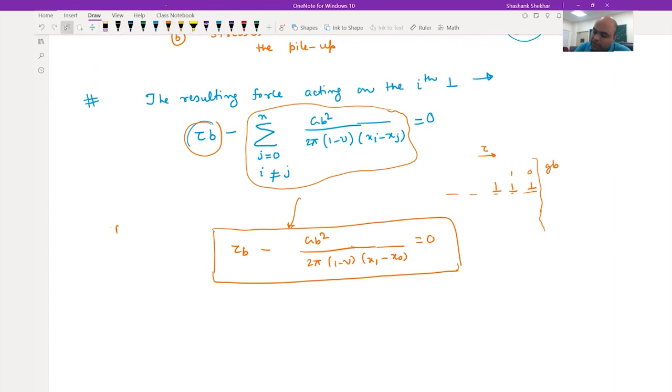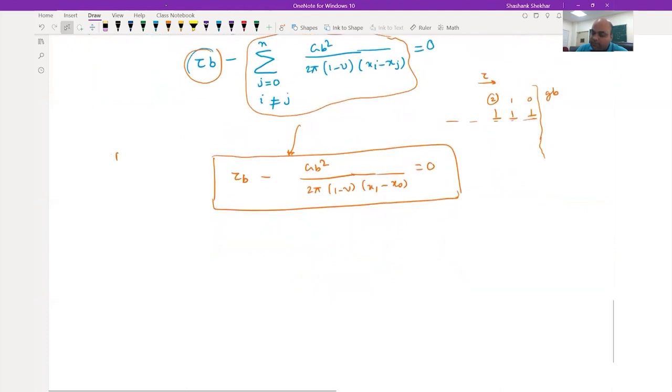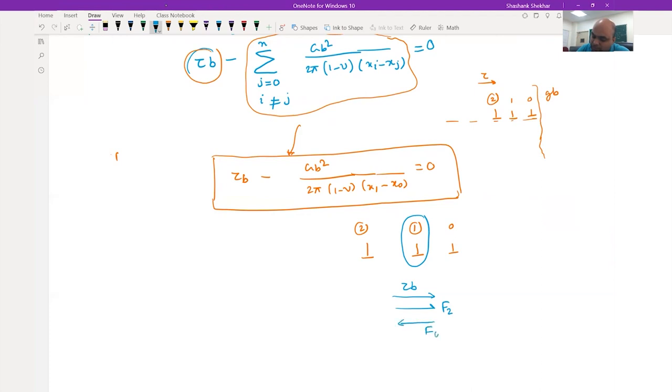Say you have now added another dislocation, dislocation number 2, and now you want to calculate the force on dislocation number 1. You can use the same equation. So you are going to have τb because of the applied stress. Then you are going to have a repulsion force from dislocation number 0. So if I have number 1 here, then number 2, and number 0 here. On number 1, you are going to have τb in this direction because of the applied stress. Now, because of dislocation 2, you are going to have another force from dislocation number 2, and then from 0, you are going to have a force in this direction. And the summation of all this should be 0 because 1 is in equilibrium.